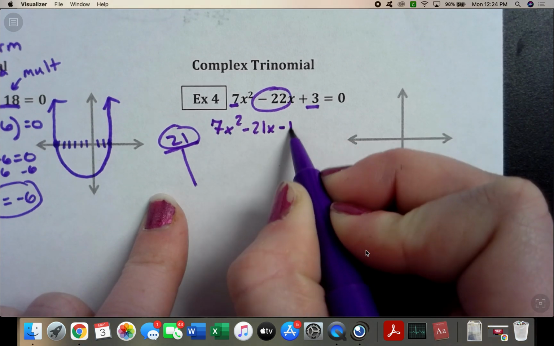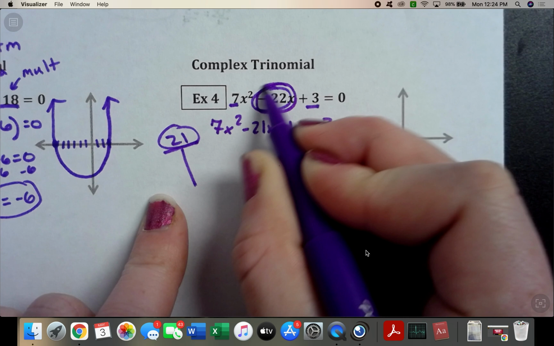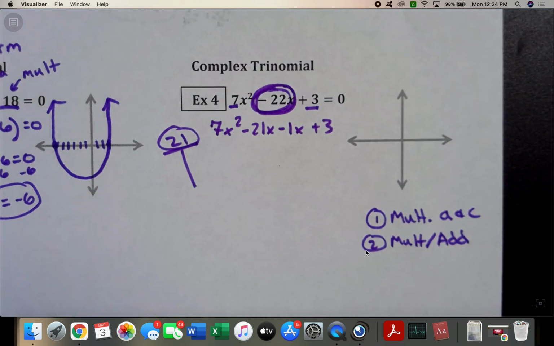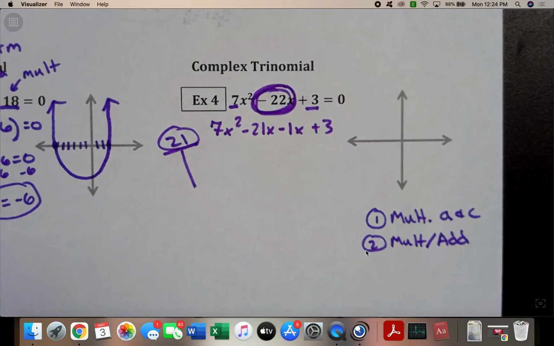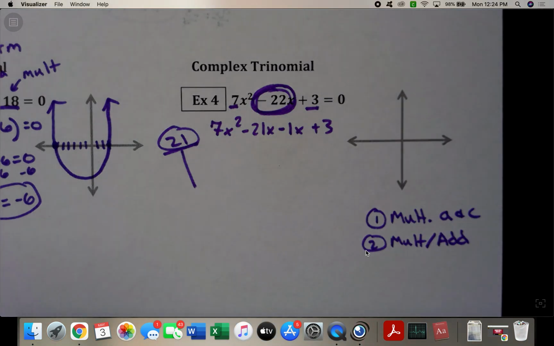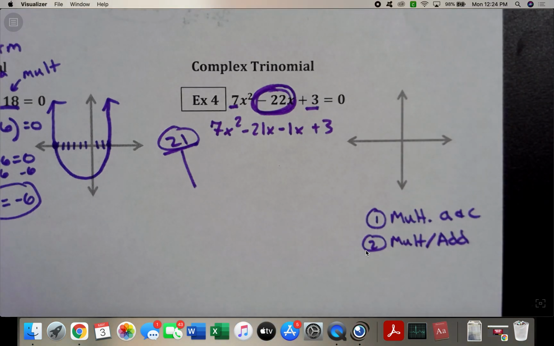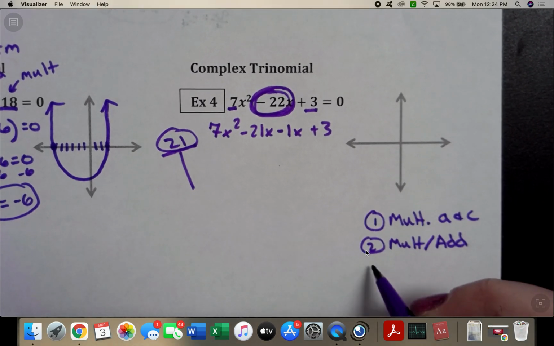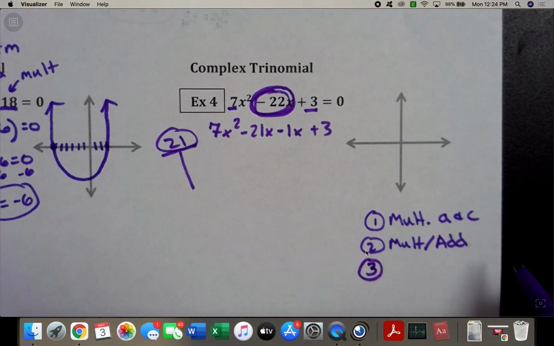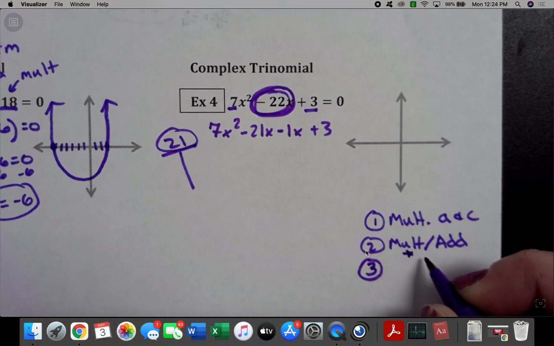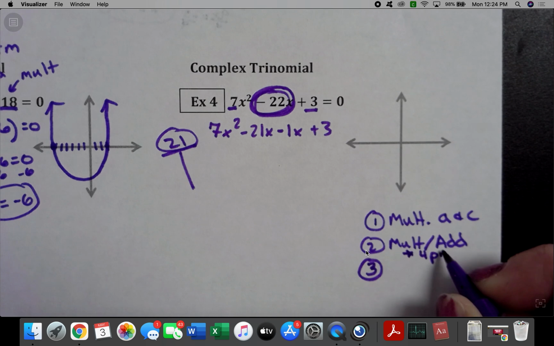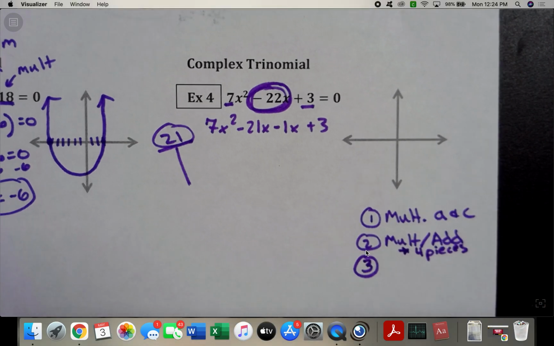So basically this negative 22x I split into two pieces. The 7x squared stays, the 3 stays, the negative 22 splits into two pieces. Okay? Step number 3, after you have your 4 pieces, multiply, add, 4 pieces. Okay, that's what you want to try to get.